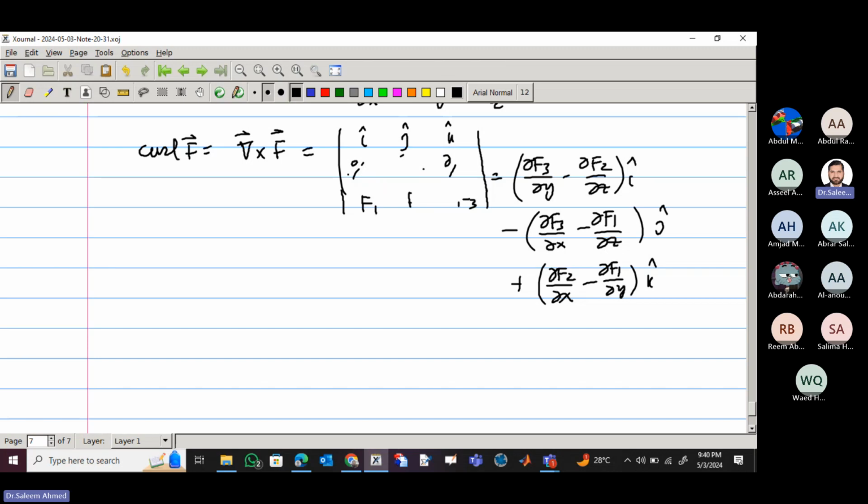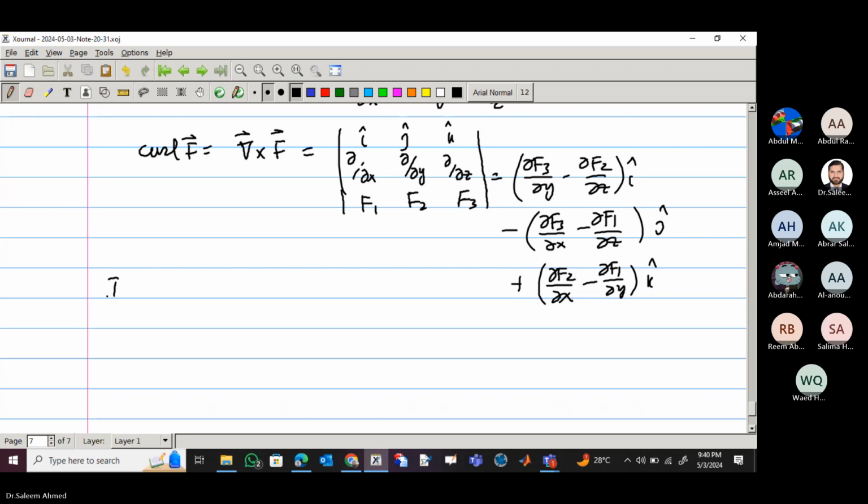i, j, k, partial by partial x, partial by partial y, partial by partial z, f1, f2, f3. Partial by partial x means partial derivative of f with respect to x. When you take the partial derivative with respect to x, y and z remain constant. With respect to y, x and z remain constant. With respect to z, x and y remain constant.